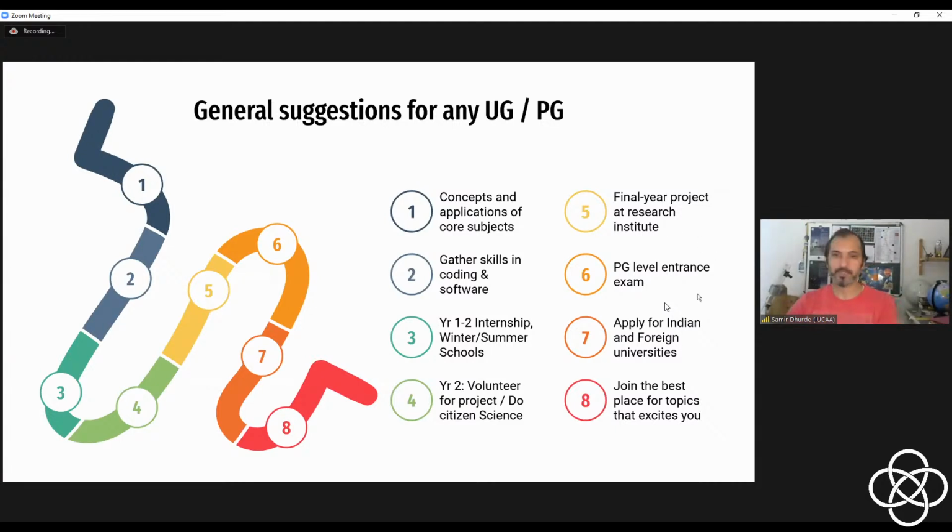Of course, you should then approach your PG level exams where you have to give entrances and then qualify for PhD programs. You should apply for Indian and foreign universities and join the best places for the topics that excite you. That's very important, because if you just go for something that just comes your way, maybe you'll not feel so satisfied after a little while. Of course, I'm not giving too much opinion here because the seniors will advise you better.